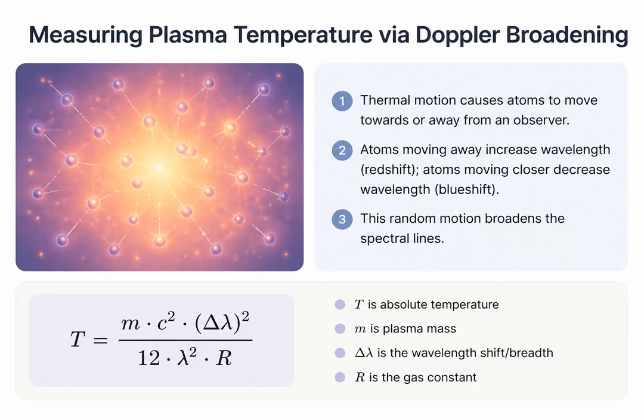frequency. We can also use the Doppler effect to measure the extreme temperatures of nuclear fusion plasmas. In a hot plasma, atoms move rapidly and randomly in all directions. Those moving toward us shift their emitted light to shorter wavelengths, while those moving away shift to longer wavelengths. This creates a broadening of the spectral lines. By measuring this wavelength spread, delta lambda, and applying kinetic theory, we can calculate the absolute temperature of the plasma.